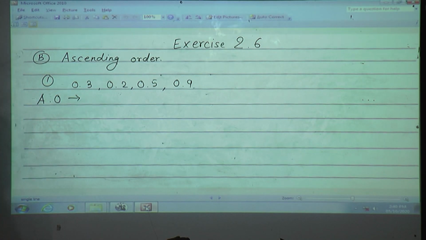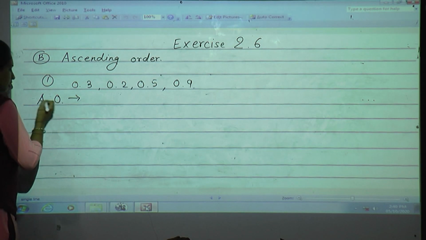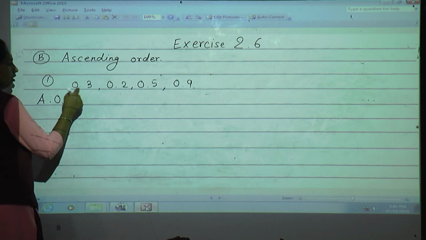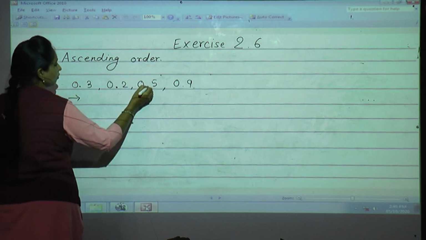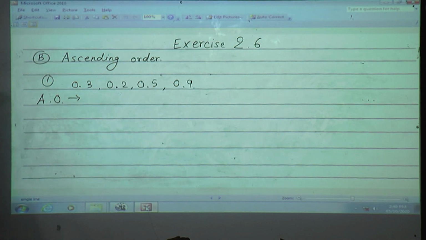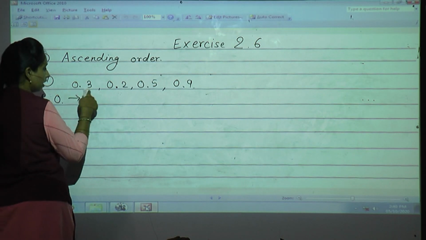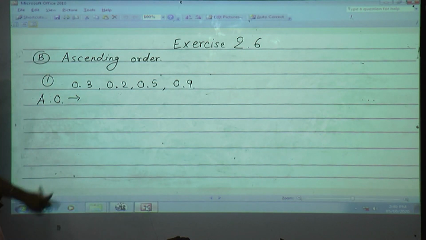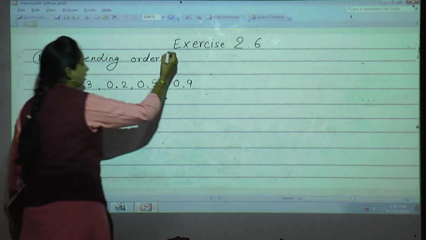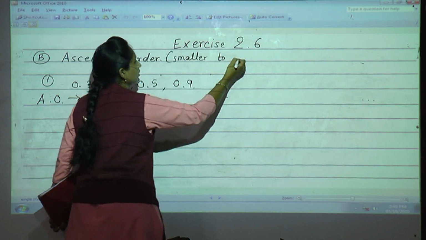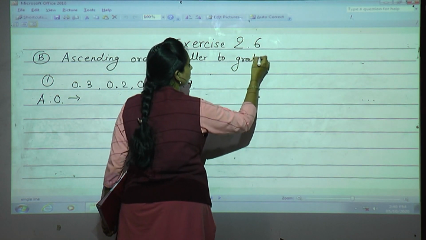So we write ascending order. Now see, before the decimal point, what are the numbers? 0, 0, 0, 0. All are equal. So we have to compare now the tenths place. What is there at the tenths place? 3, 2, 5, 1. Which is smaller? Ascending means smaller to greater.